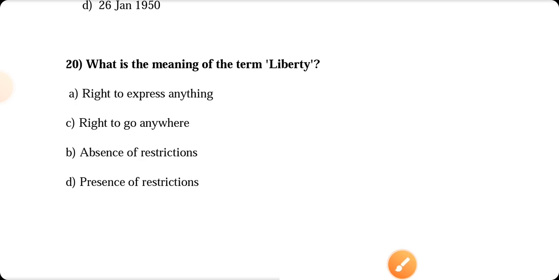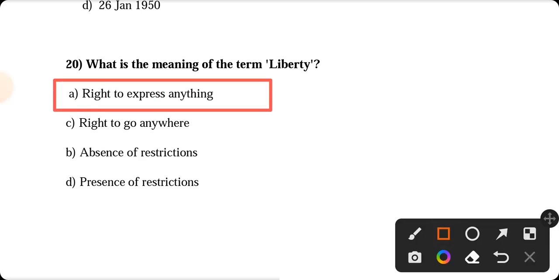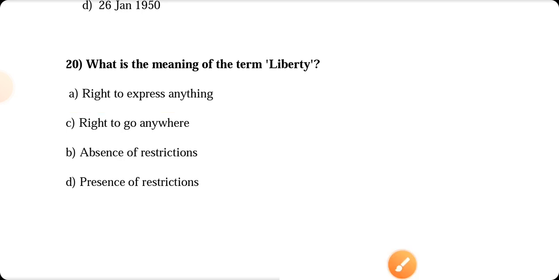What is the meaning of the term liberty? Liberty means right to express anything. Right, these are the 20 questions which are important for examination.